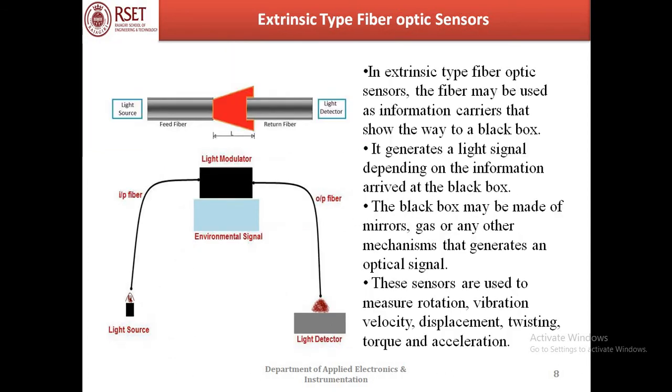In an extrinsic type fiber optic sensor, the fiber may be used as an information carrier that shows the way to a black box. It generates a light signal, depending on the information arriving at the black box. The black box may be made of mirrors, gas, or any other mechanism that generates an optical signal. These sensors are used to measure rotation, vibration, velocity, displacement, twisting, torque, and acceleration.